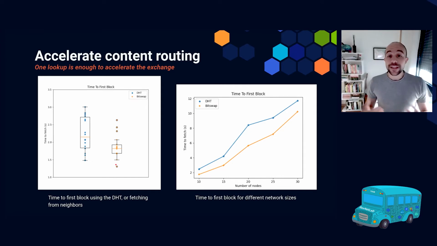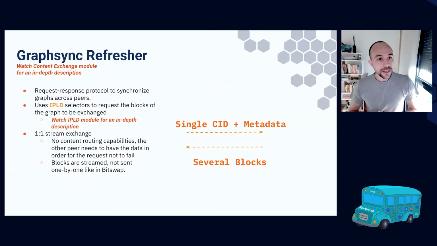And that's why we say that Bitswap accelerates content routing subsystems, because we just have to do one content routing operation in order for Bitswap to establish a connection with this peer and start fetching the content as if it was a neighbor. So this is all for Bitswap. Then we had an alternative way of exchanging content in the IPFS network with Graphsync. Again, if you want to deep dive into Graphsync, go to the content exchange module, because there's a deeper description of this protocol.